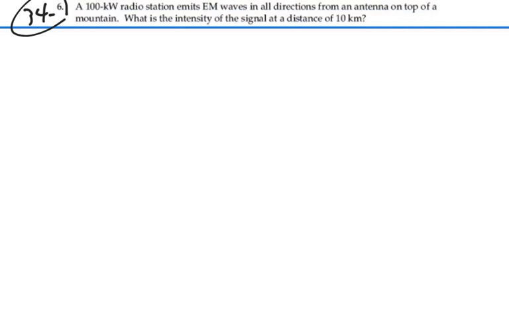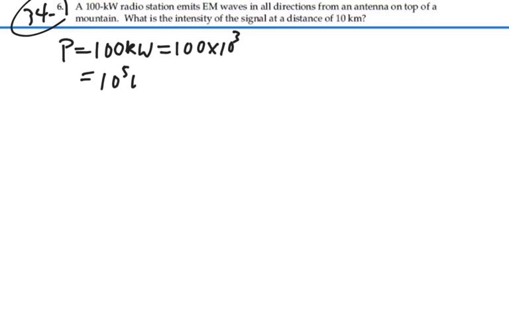So we have a radio station. Power is 100 kilowatts. That's going to be 100 times 10 to the 3, or 10 to the 5 watts. 10 to the 5 joules per second of power. That's being put out by the station in all directions.